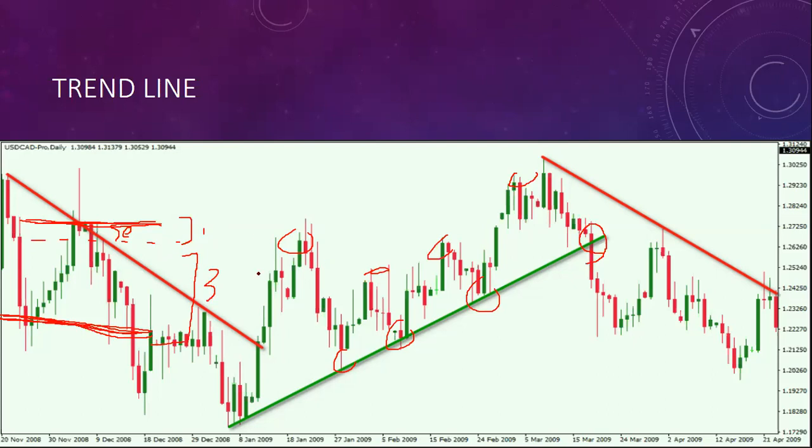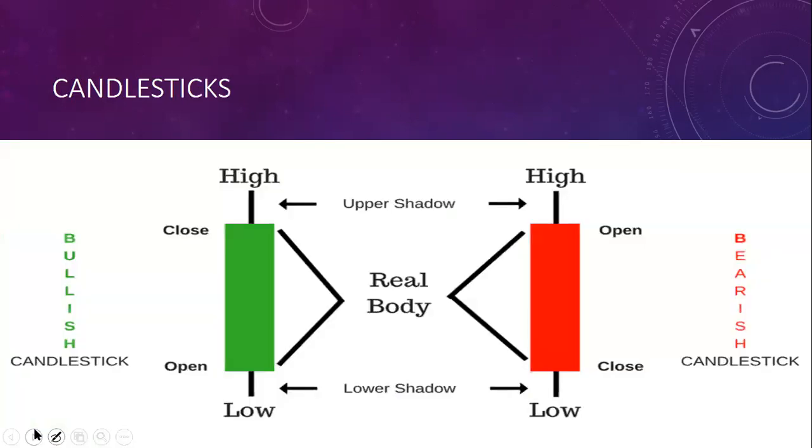Do you understand? Mm-hmm. Yeah. Okay, very good. So this is about the trend line.